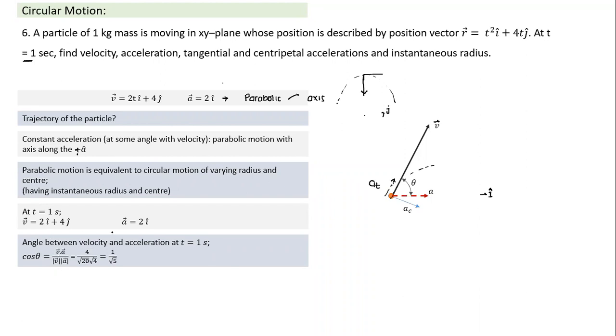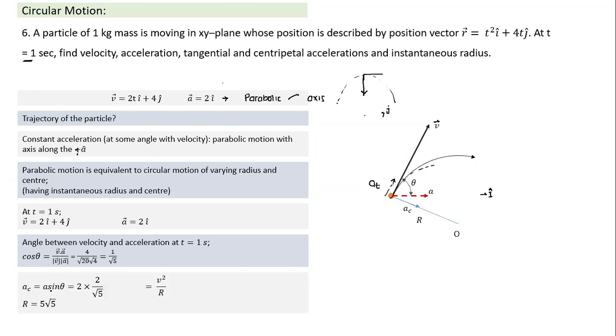So v dot a is 2 into 2, which is 4, plus 4 into 0. The numerator is 4, divided by the product of magnitudes. The magnitude of a is 2, and the magnitude of v is root of 16 plus 4, which is root 20. So cos theta comes out to be 1 by root 5. I can find sin theta also. Once I have cos theta and sin theta, and the magnitude of A is known, which is 2, I can find both accelerations.